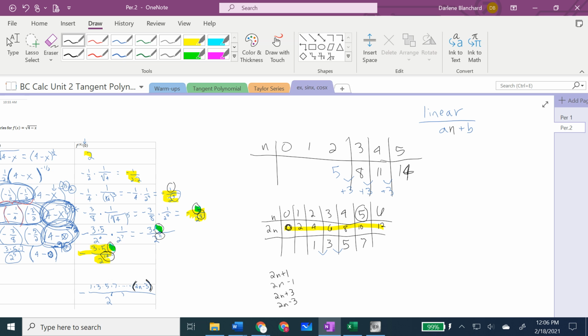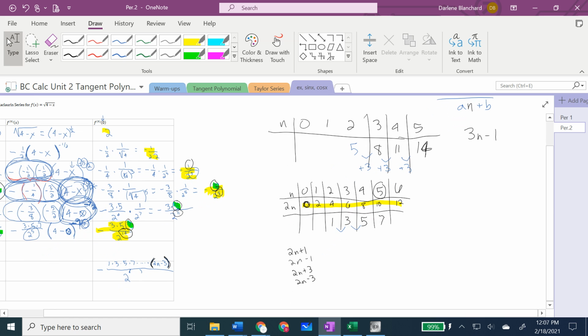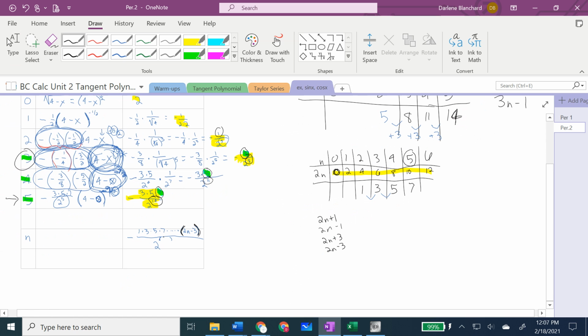And then with a little bit of work, you can play around with it and then simplify and finally get to the point of, is 3n minus 1 going to work? Yes, yes, yes. Woohoo! So I finally have a formula for that denominator, 3n minus 1.